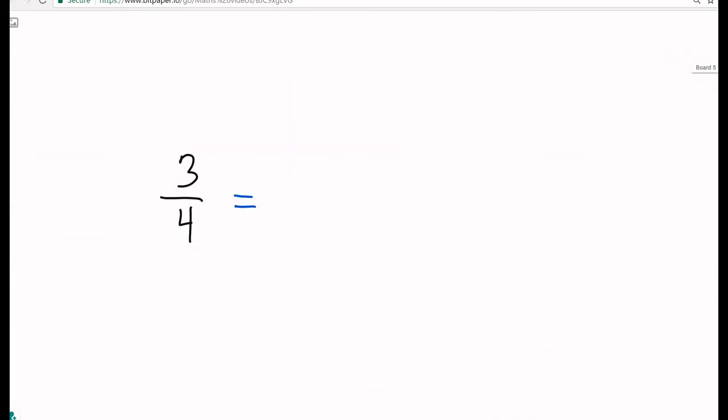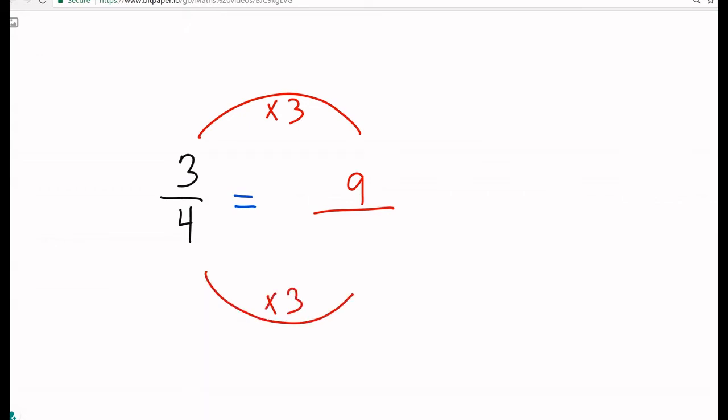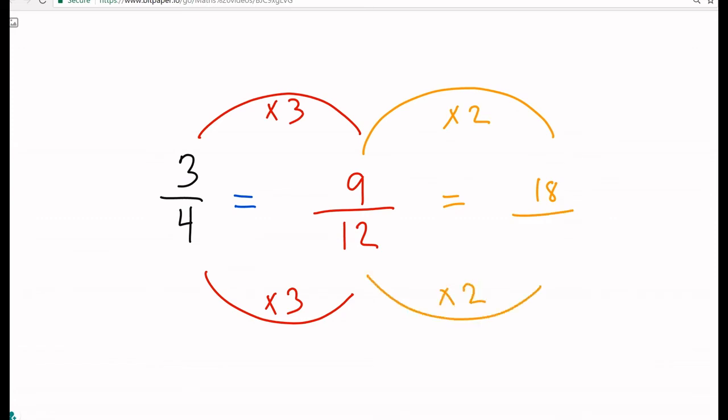So let's have another practice. We have 3 quarters. So if I multiply 3 by, let's say, 3. 3 times 3 is 9. So as a rule, to find equivalent fractions, you have to multiply the denominator by the same number, 3. So 4 times 3 is 12. Now, what about if I decide to multiply 9 this time by, let's say, 2? So 9 times 2 is 18. 12 times 2 is 24. So that's another set of equivalent fractions.